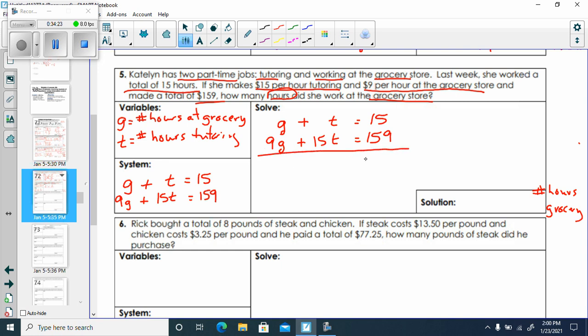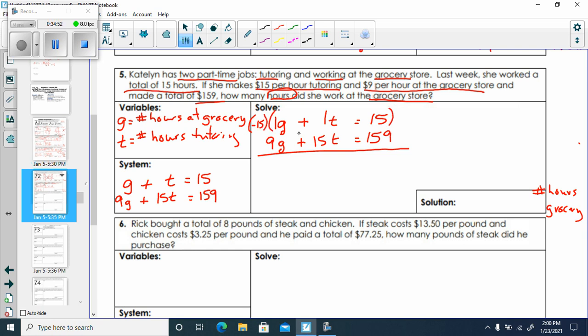Okay. I need to get rid of one of these variables. I need to eliminate one. What are they asking me for? For the number of hours at the grocery store. So why don't we get rid of the tutoring? If I can get rid of it, then I don't have to plug it back in. It's a quick thing. Well, I know that there's an understood one in front of each of these. If I'm trying to get rid of the tutoring, don't I need this to say negative 15? So if I've got one there, I need to multiply everything here by negative 15, don't I?